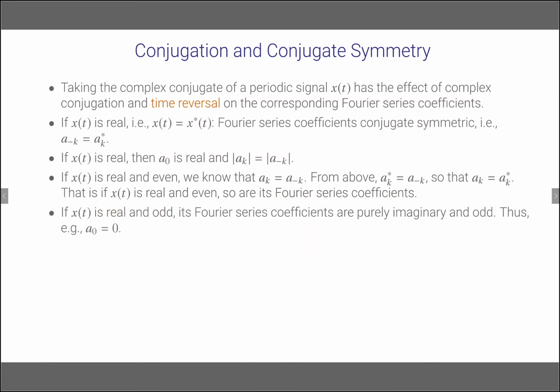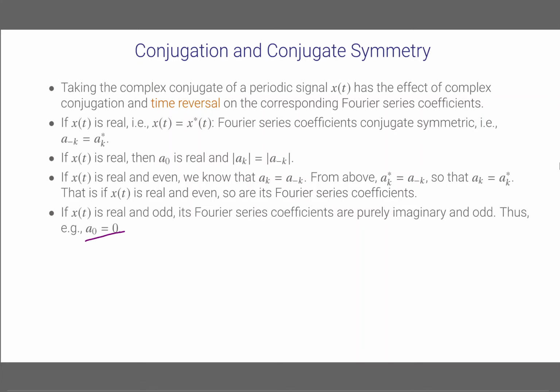So if x(t) is real and odd, its Fourier series coefficients are purely imaginary and odd. Thus, a_0 is also 0.